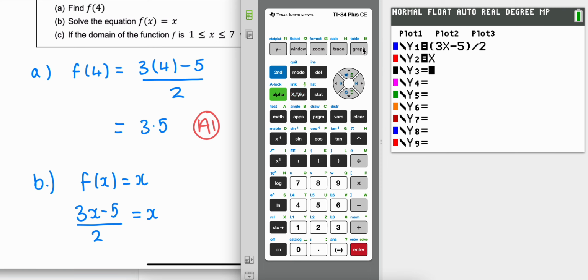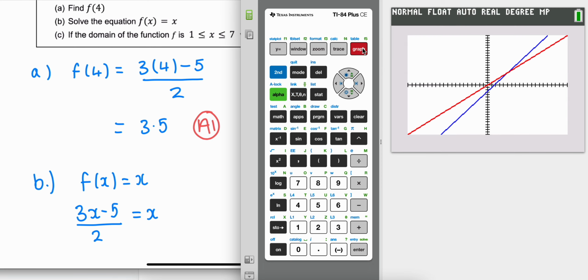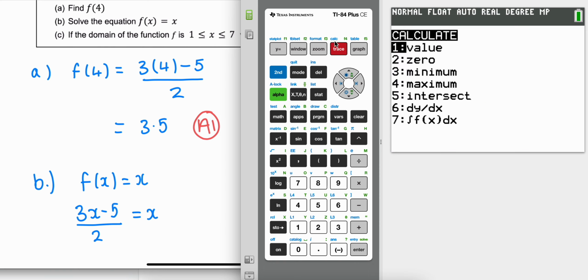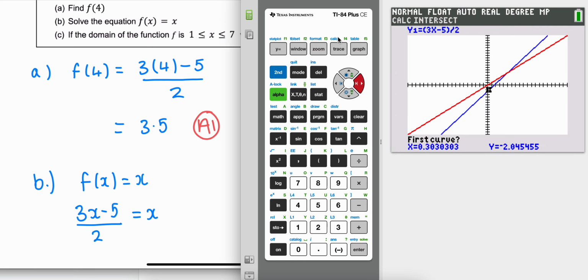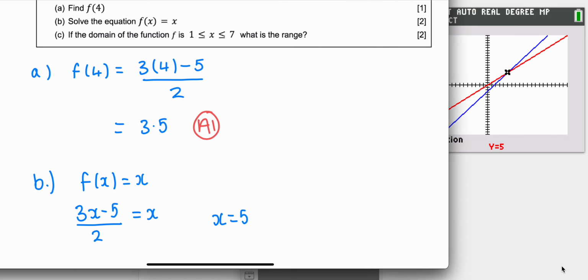So if I now go to my graphing function, I can see the two different ones, and I want to find out where they intersect. So second function, trace, which gives me the calculators, and I want to do the intersection. So I'm going to click to the left of it, to the right of it, and then I get my final answer there, which is that x is equal to 5. So this is solved where x is equal to 5, which is what I've then got on this side.